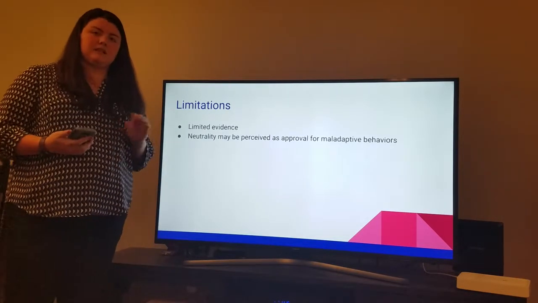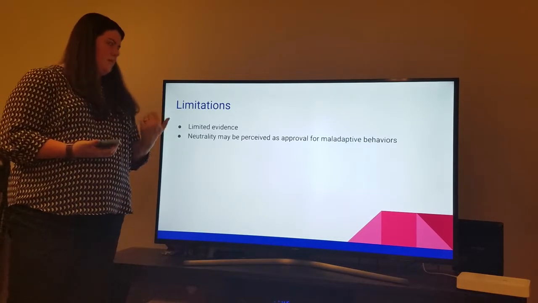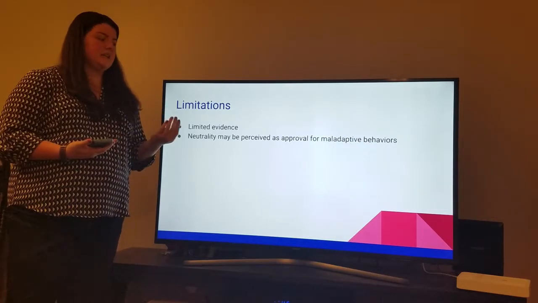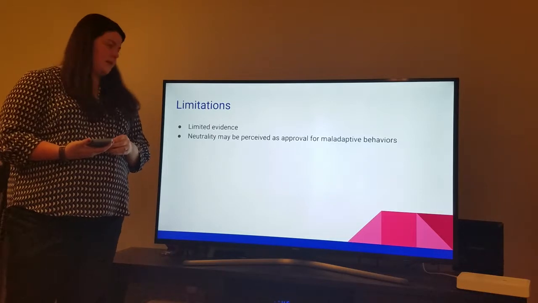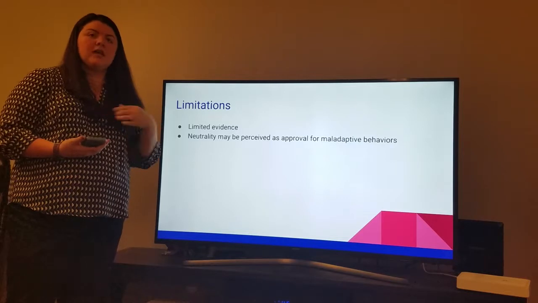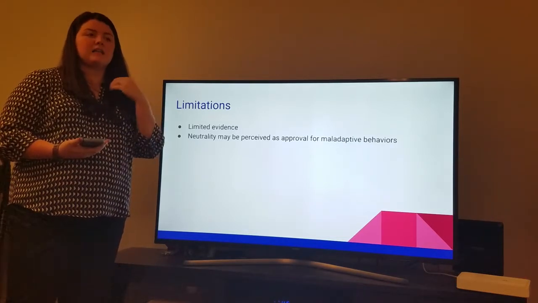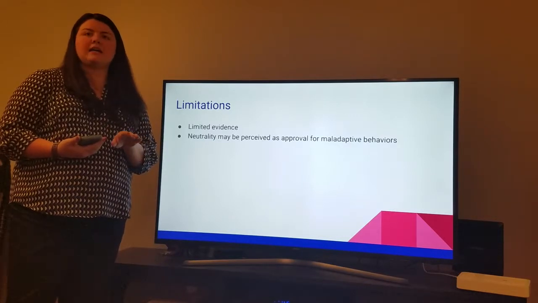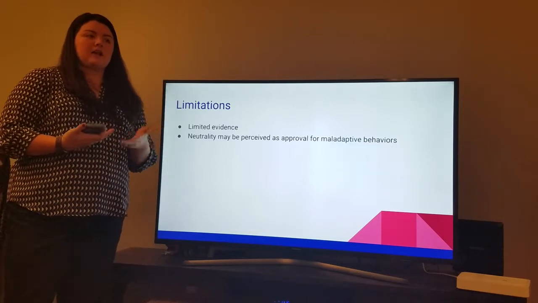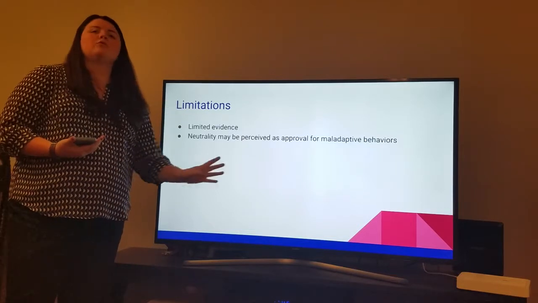Limitations. There's very limited evidence for the Bowenian model. There's a lack of research behind it. But there has been enough that it is evidence-based, though there needs to be more research on it. Neutrality on behalf of the clinician may be perceived as support for any maladaptive habits. If we're not denying our client the right to use substances, or to go out and have reckless behaviors or be depressed, it almost approves it.